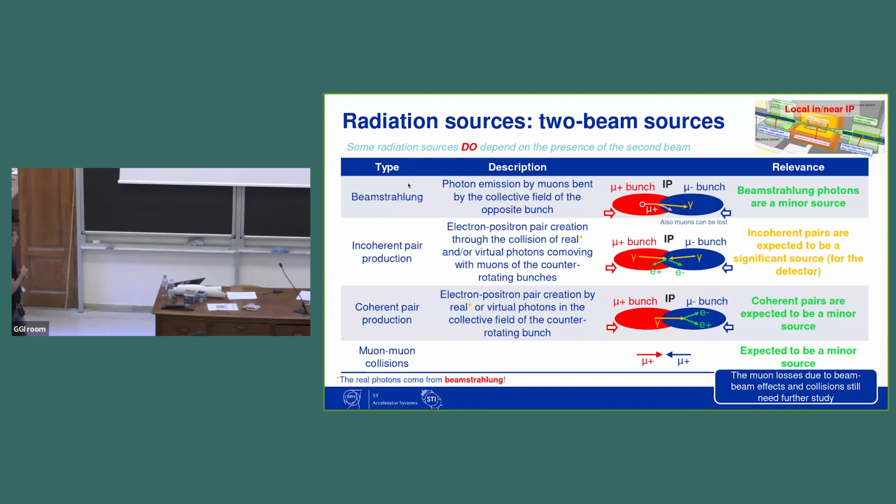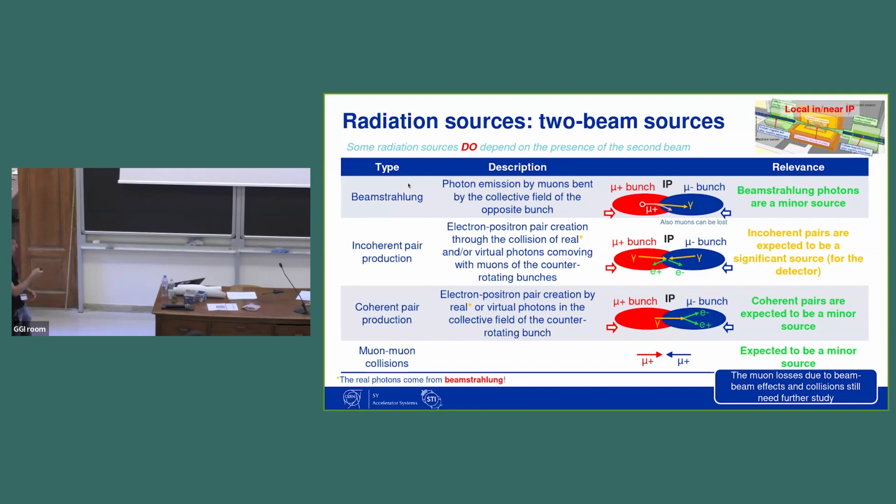Then we have coherent pair production. This is different. Here an electron-positron pair can be created by a photon in the collective field of the counter-rotating bunch. Again, real and virtual photons, and the real photons again come from Beamstrahlung. But because we don't have much Beamstrahlung, coherent pairs are expected to be a minor source. So this is pretty much suppressed in the muon collider, at least at these energies. If you would go to a 100 TeV muon collider, then it becomes more important.